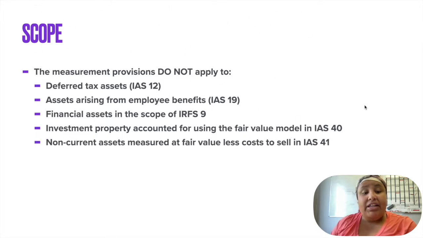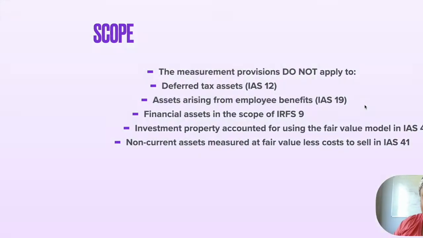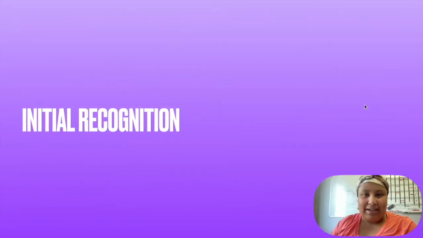And also, if we have any non-current assets that are being measured at fair value less cost to sell in terms of IAS 41 Agriculture, those assets would not find themselves in the scope of IFRS 5. Now let's talk about initial recognition.